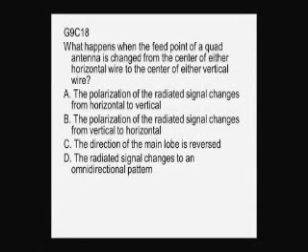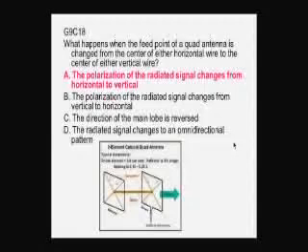What happens when the feed point of a quad antenna is changed from the center of either horizontal wire to the center of either vertical wire? Okay. What happens is that the polarization of the signal changes. The polarization of the signal changes from horizontal to vertical when you change the feed point from the horizontal leg of the antenna. Here you're feeding the horizontal leg. If you instead feed the vertical leg, then you'll have a vertically polarized signal.